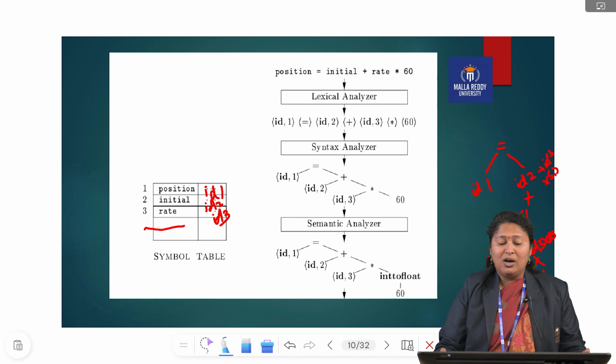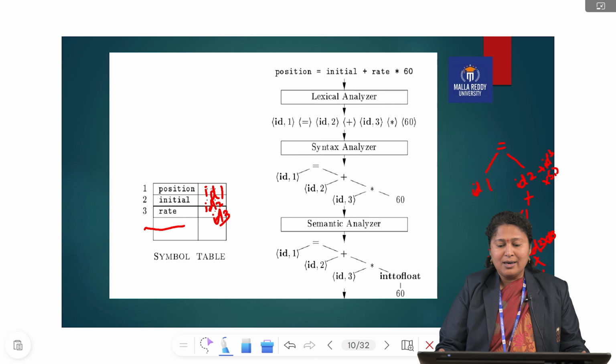Next, the output of the syntax analyzer is given as input to the semantic analyzer. Now the semantic analyzer checks the meaning. It checks whether everything is in the correct way or not, that is, whether the types of the values which you are multiplying are the same or not. In that way it will check it. It checks the meaning, semantic analyzer.